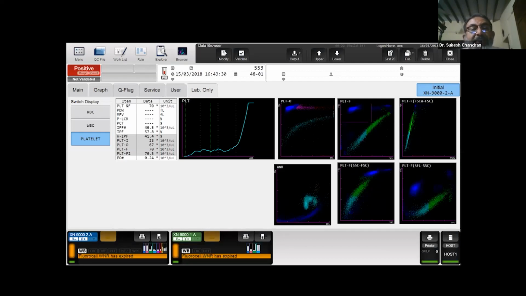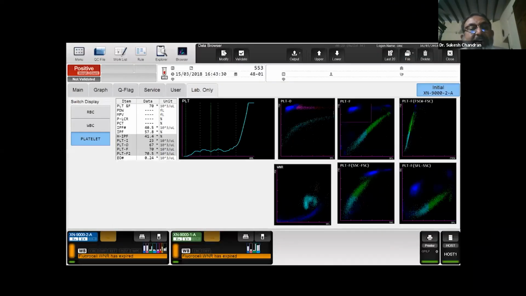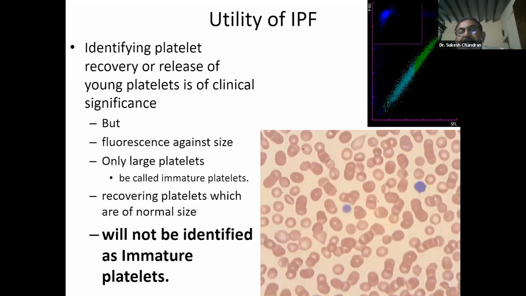Now, for example, here we have a platelet anisocytosis by histogram from a cell counter. Impedance is 23,000, optical is 67,000, and fluorescent platelet count is 70,000. Then there's something called IPF. IPF is some 57.8%. When we looked at the IPF, we realized that the IPF is fluorescence versus size. So if the platelets are large, even if they are 10 days old, the cell counter will call them immature. But if the platelet is small, like the one we have here, it will not be counted as an immature platelet because it's small in size, though it was produced 1 day ago.